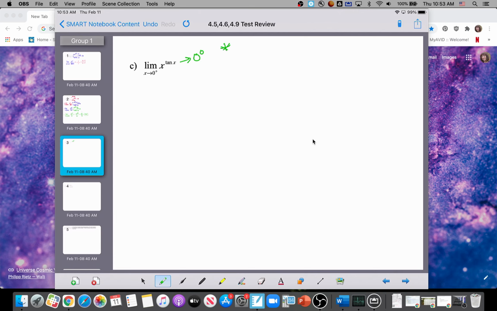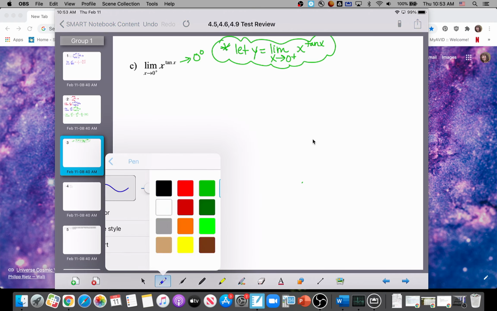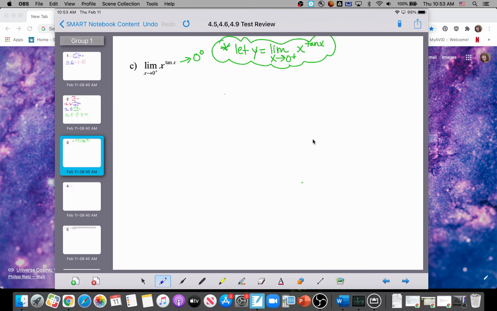So the first thing that I'm going to do is let y equal the limit as x approaches 0 from the right of x to the tangent x power. So I'm going to start my problem by calling my limit y. So now I have y equals this limit. My first step then is going to be to take the natural log of both sides of the equation. So I will have natural log y on the left is equal to natural log of the limit as x approaches 0 from the right of x to the tangent x power.